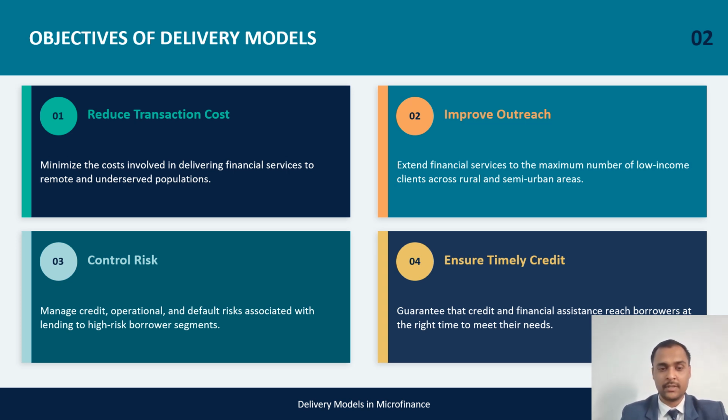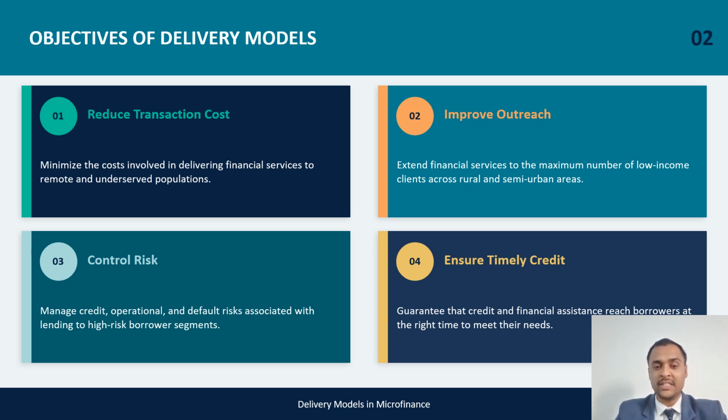Objectives of delivery models. Now we know what delivery models are, let's understand why they are designed and what their objectives are. There are four key objectives. Number one, reduce transaction cost. Reaching remote clients involves expensive physical travel, paperwork and manual processing. Good delivery models cut this cost significantly, for example, by using mobile technology instead of doing paperwork manually.